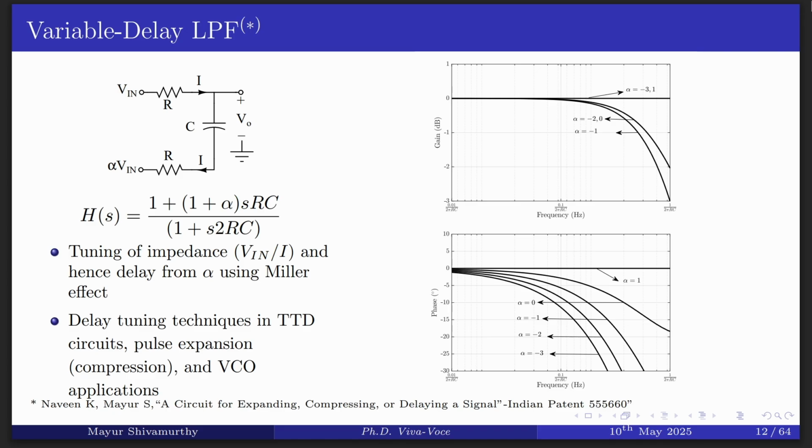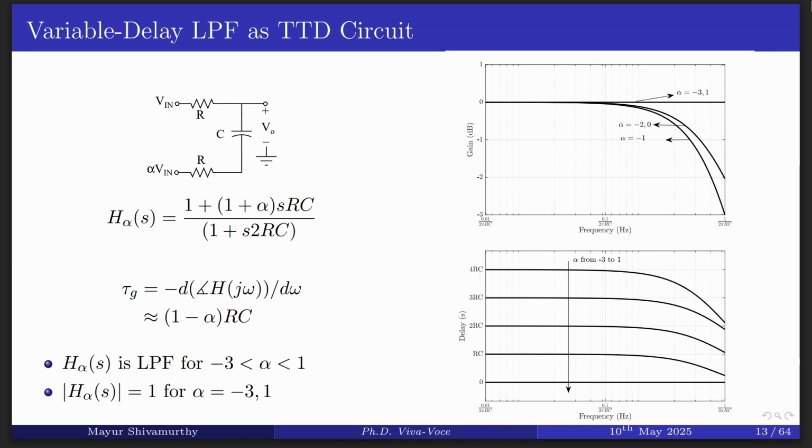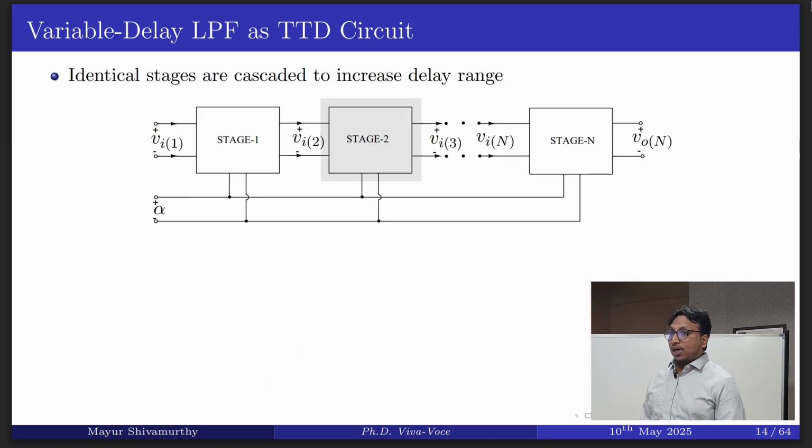in VCO applications. So let us see the implementation of a TTD circuit using a variable delay low pass filter. The proposed low pass filter offers a certain amount of delay, and the low frequency group delay is (1 minus alpha) times RC. So within the region of constant gain and a linear delay, that is a fixed delay, the low pass filter can be used as a TTD element. But the delay range obtained from a single LPF is very small. So in order to improve the delay range, we have cascaded n similar stages.